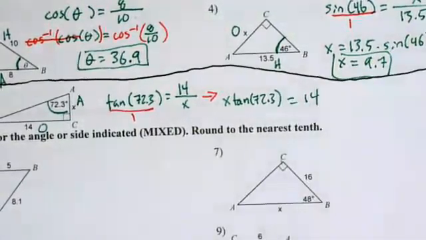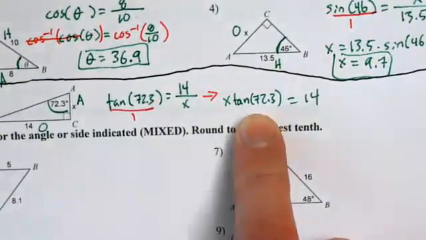And in this equation, x is not by itself. So we cannot just plug it straight into the calculator. We need to do one more step of algebra to get that x by itself. How are we going to get rid of this tangent 72.3? Yes?